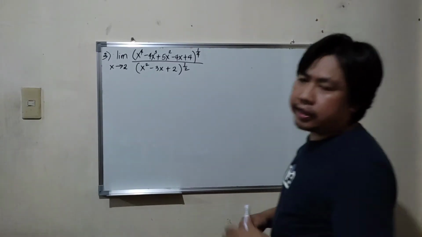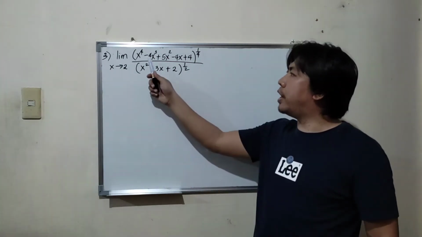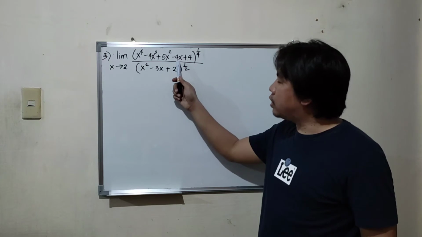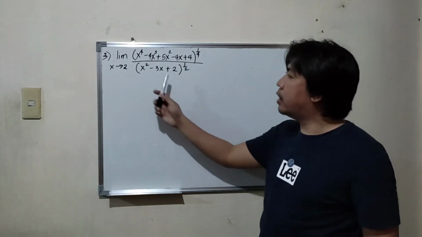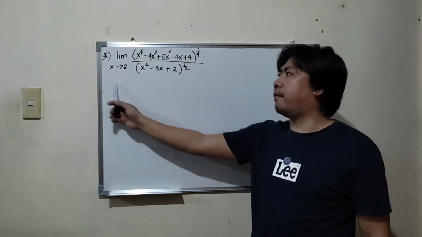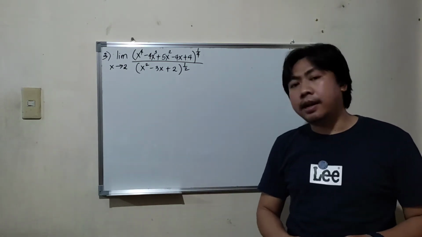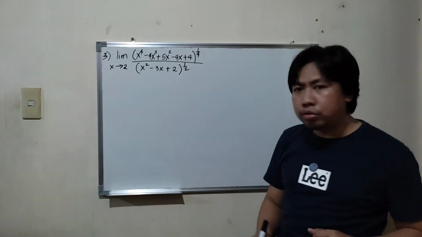Okay, so next example. The limit of the quantity x to the fourth minus 4x cubed plus 5x squared minus 4x plus 4, raised to 1/4, all over the quantity x squared minus 3x plus 2, raised to 1/2, as x approaches 2. Okay, so first step is just to directly substitute 2 for every x.